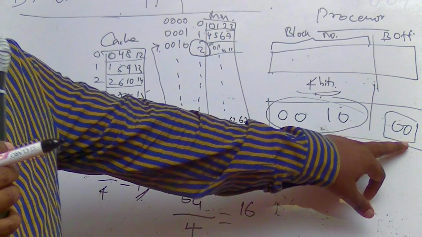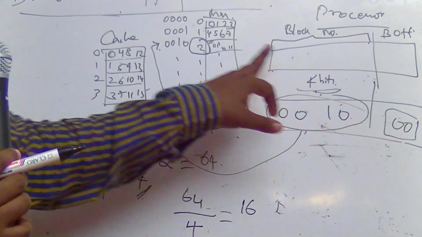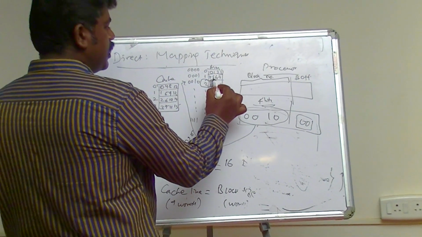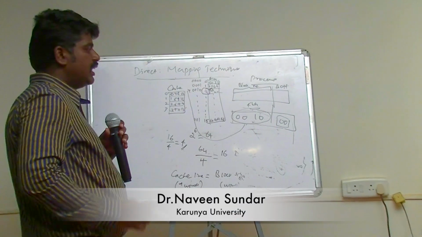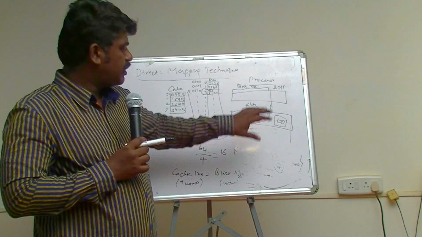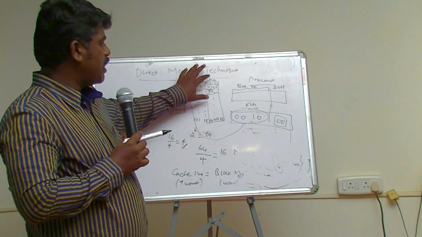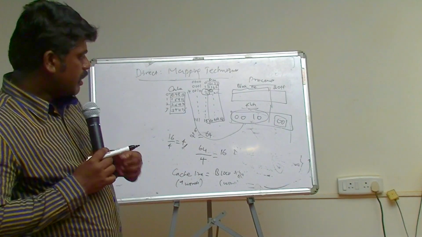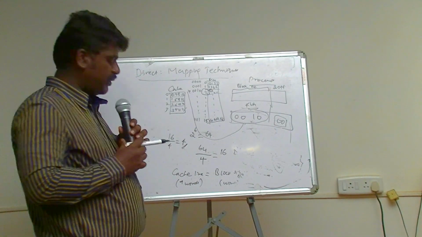So it will check the block offset, that is 00, so the 00th word will be taken. This is a word which is taken from the main memory. So this is how the processor, with the processor address, will go to the main memory, and that particular word will be retrieved. But for the cache, how are we going to do it?